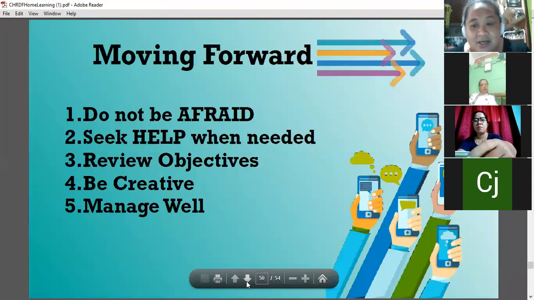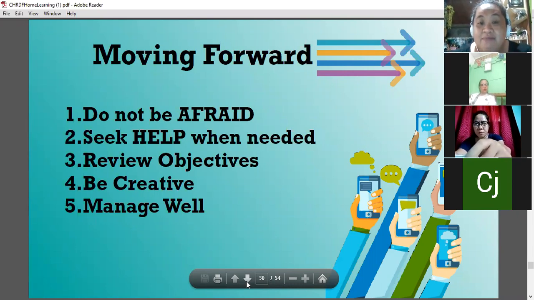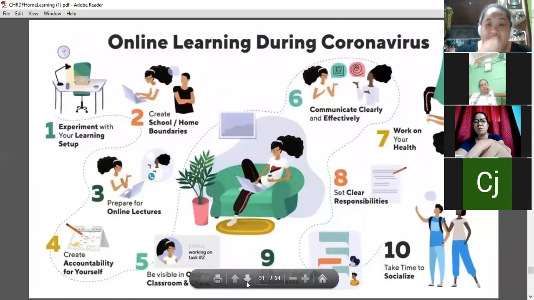Moving forward, please always remember that you should not be afraid. You should always seek help when needed. Let's not be shy. Always review the class objectives, be creative, and manage well. It is hard if we cannot manage everything, so please make sure that you manage everything well.